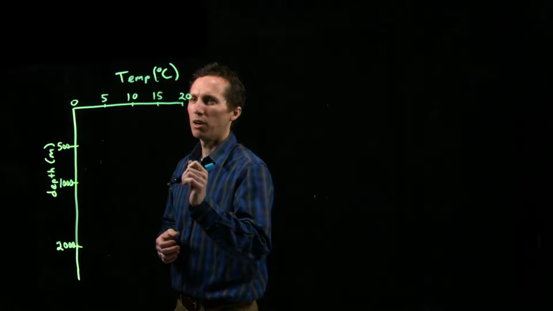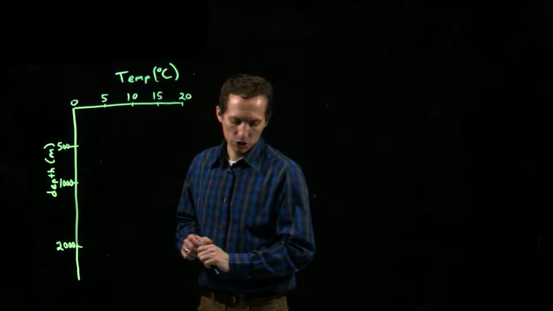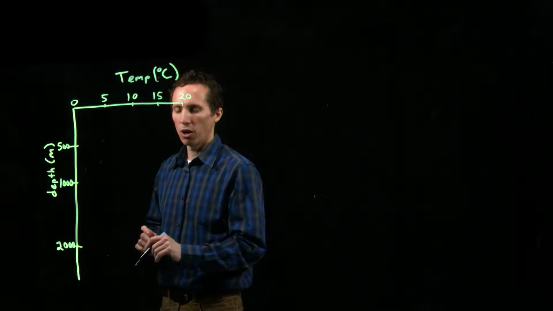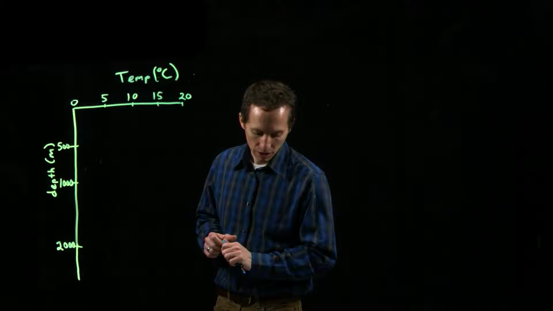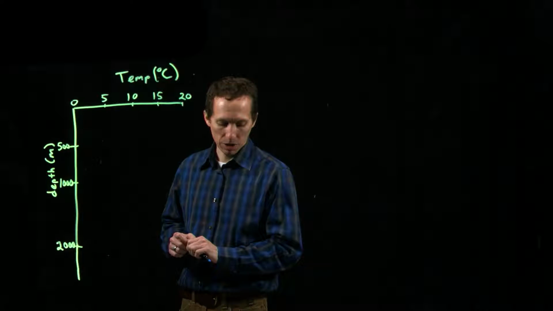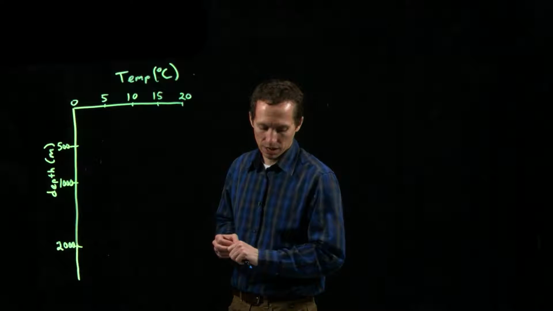So just to plot out, what does the ocean vertical temperature structure look like? It depends where you are, of course, and it also depends when you're looking, especially in regions that have high seasonality.